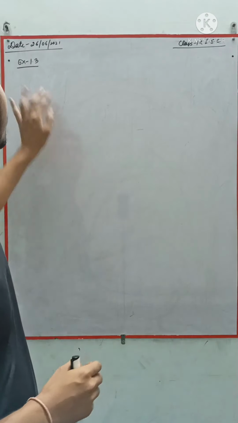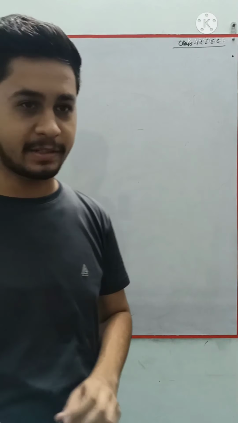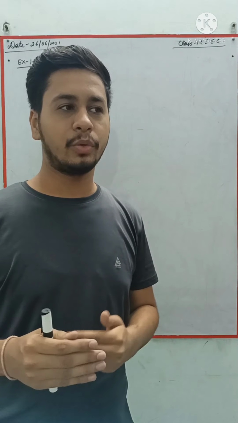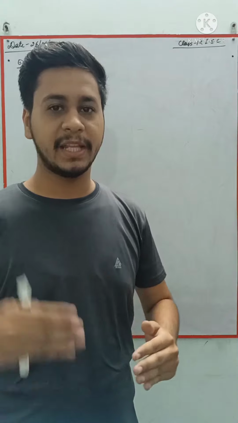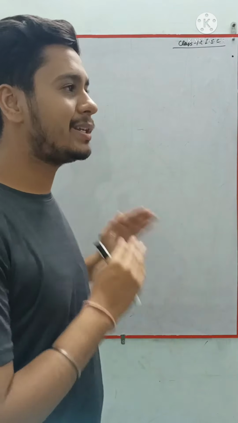As we were on the chapter Relations and Functions and we were doing exercise 1.3. Now I told you that we will do some questions and then we will head to the next topic, that is composition of function. Okay, so let's see some questions first of all and then we'll head to the next topic.